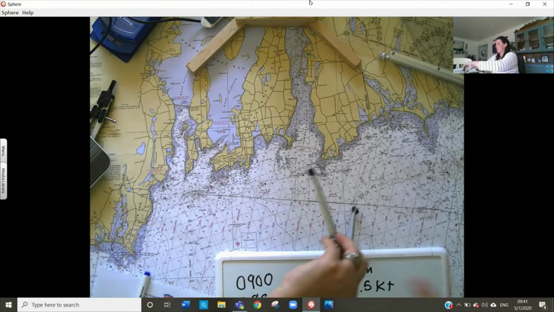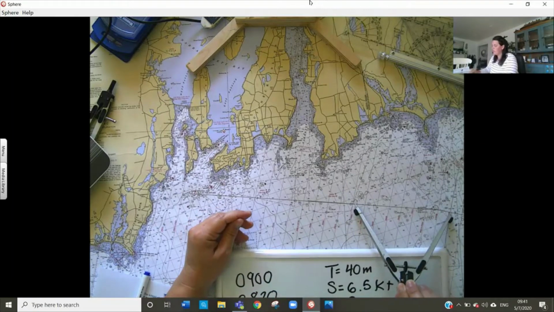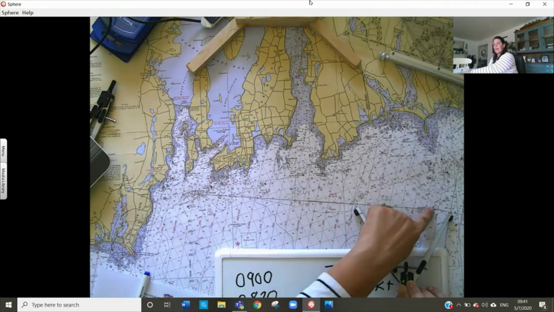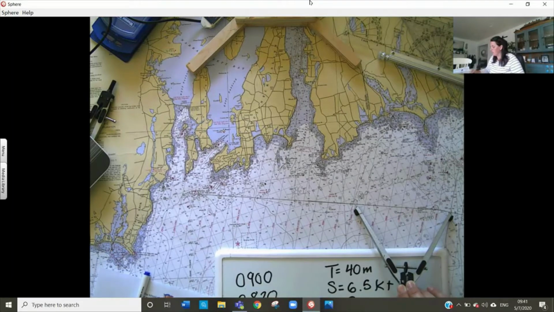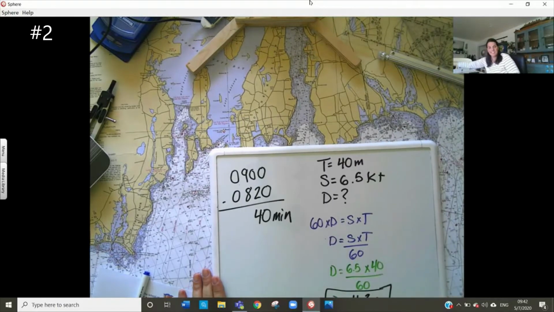And then if I go another hour, where am I going to be at 11 o'clock? I'm going to be past Buzzard's Light. So I know from that my ETA to Buzzard's Light is going to be in the 10 o'clock hour, probably past 10:30, but before 11 o'clock. So that's a good mental check to do, because our next problem is to figure out what our ETA to Buzzard's Light is.